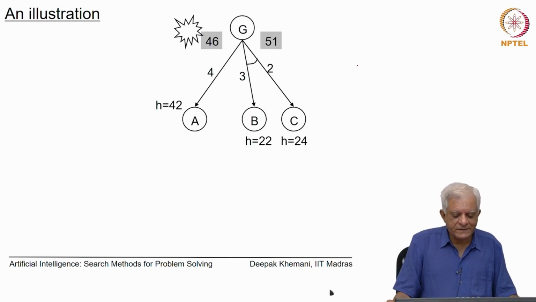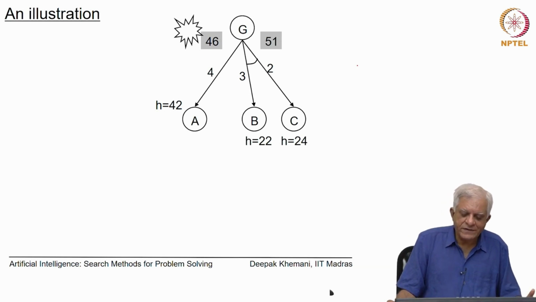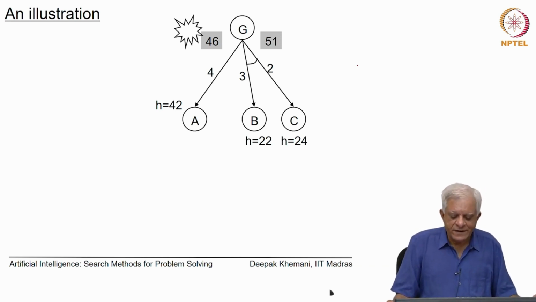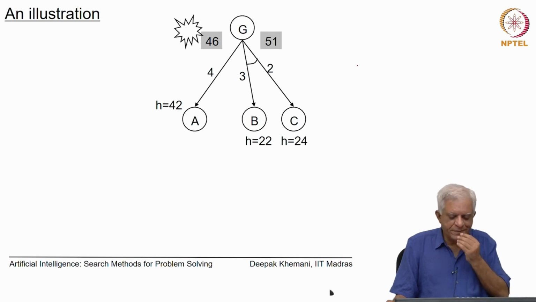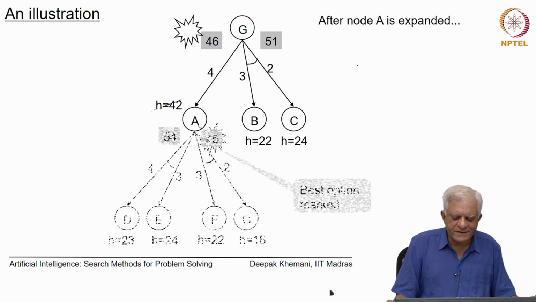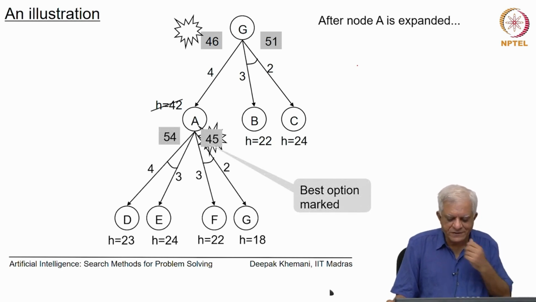This is where we started. We had these 2 choices, A and BC, let us call it BC. A was estimated to cost 46 at the root level. The problem would have cost about 46, and if we had chosen BC, it would have cost 51. So, we had marked A as the best choice, and when we refine the node A, it presents us with some similar situation.